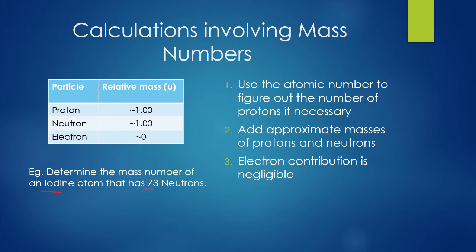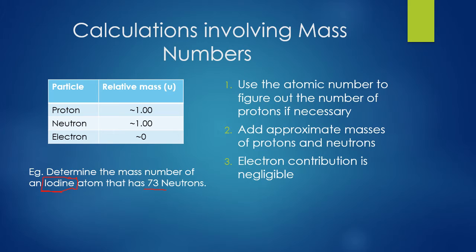So how do we figure out the number of protons? Well, what we would do is look up iodine on the periodic table, because remember, the number of protons is represented on the periodic table right above the element symbol. So looking at iodine, its atomic number is 53, which means its number of protons is 53.